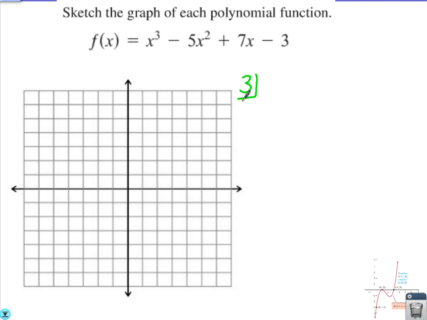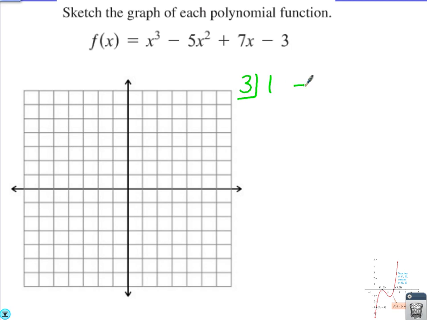And the reason you can make a list here: possible rational roots are all the factors of 3 over all the factors of 1, which is a very short list. 3 and 1 over 1, which is pretty much positive, negative 1, positive, negative 3. That's your short list of possible rational roots.